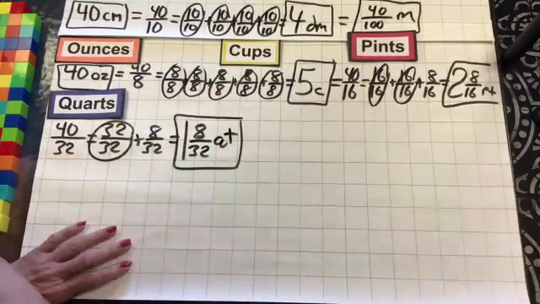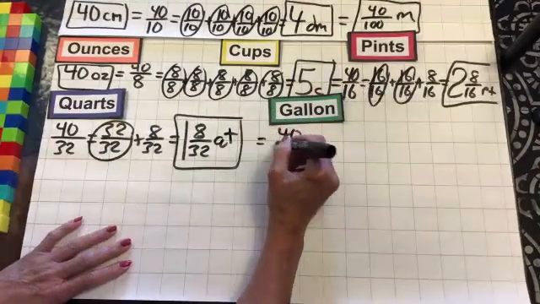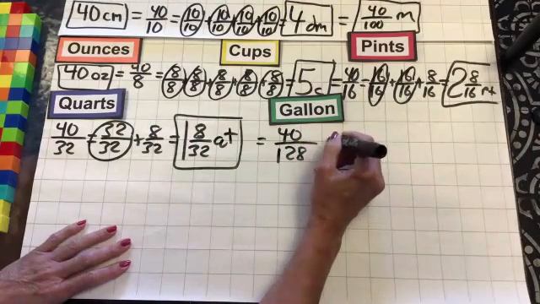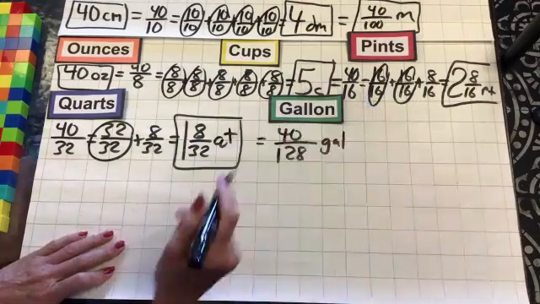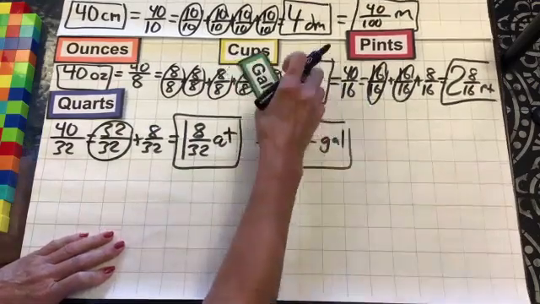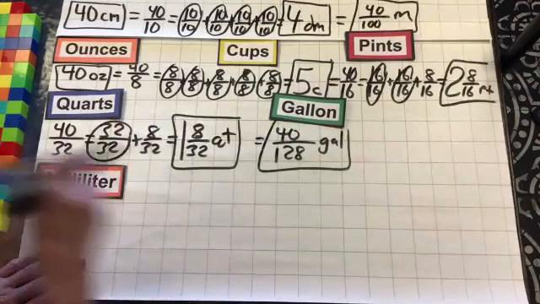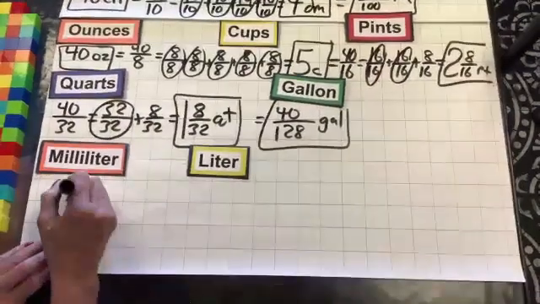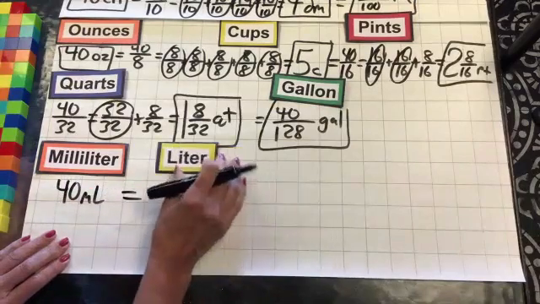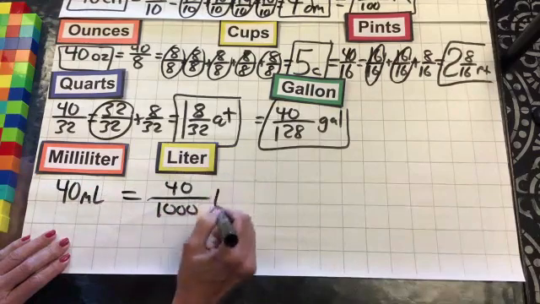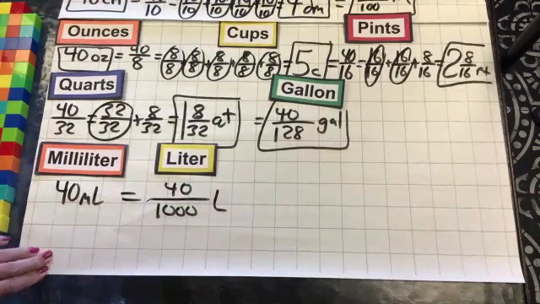And we're going to go on to gallons. Gallons is our easy one right now because it's 40 out of 128ths of a gallon. Sorry about that. All right, and last but not least, our metric system of milliliters and liters. So if I have 40 milliliters, that equals 40 thousandths of a liter. And there we have it. The number 40 is complete.